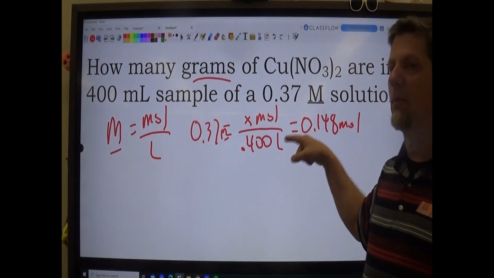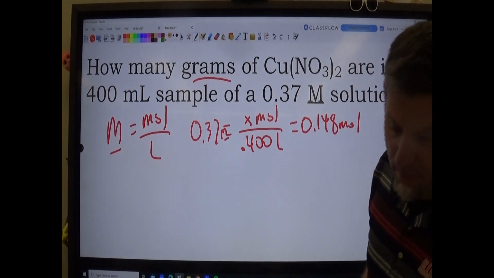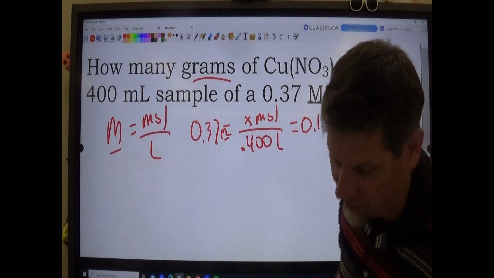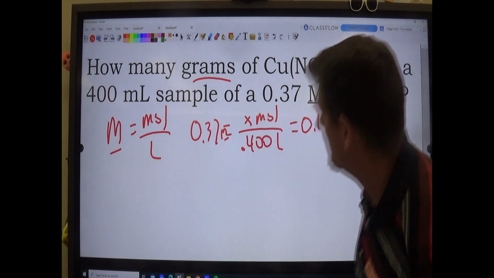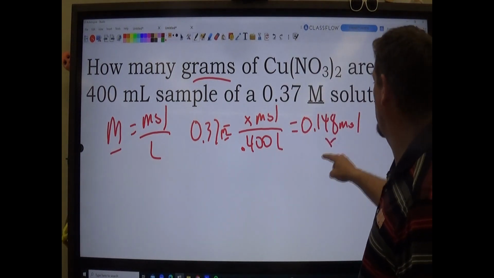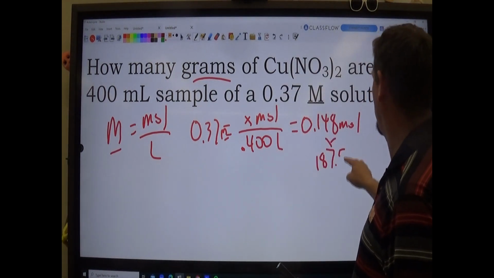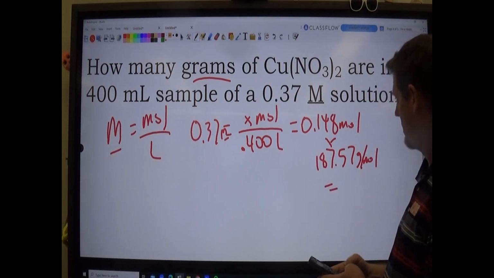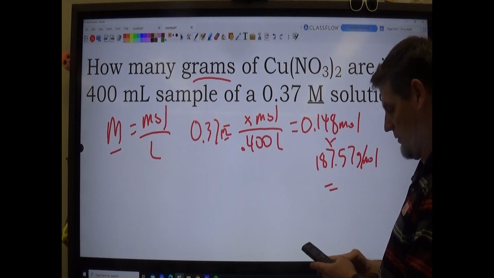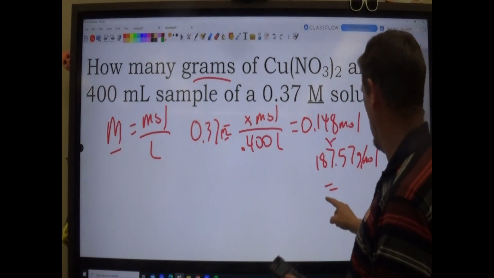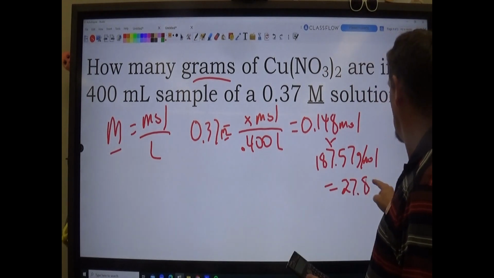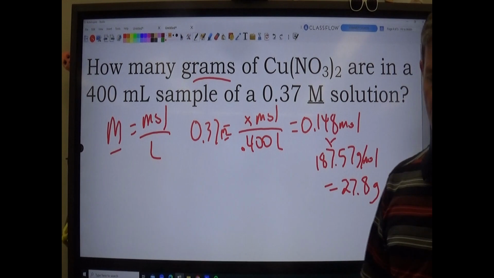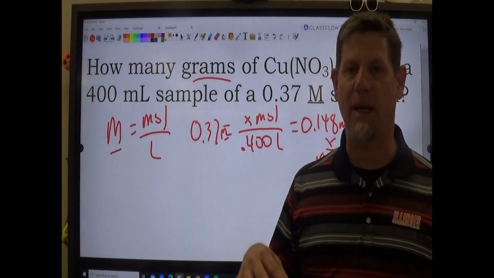So now to go from moles to grams, I need to multiply by the molar mass. The molar mass of copper(II) nitrate is 187.57, so I'm going to multiply this by 187.57 grams per mole. And we end up with 27.8 grams of solute. So hopefully this is starting to make sense.